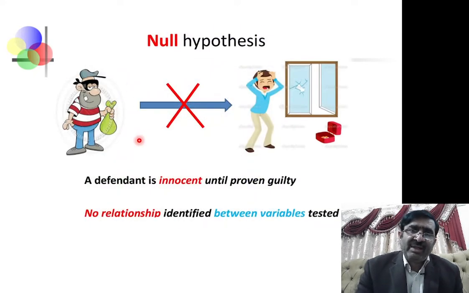Now if he is innocent, then definitely he is not guilty. That's why you have seen that we always start from the null hypothesis. Null hypothesis means that the data in the sample has no relation with the data of the population. No relation. You have seen that.